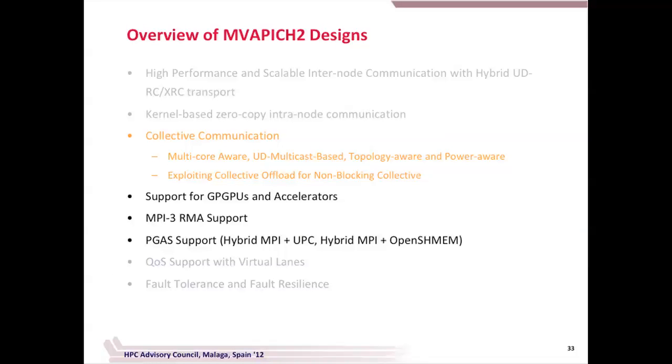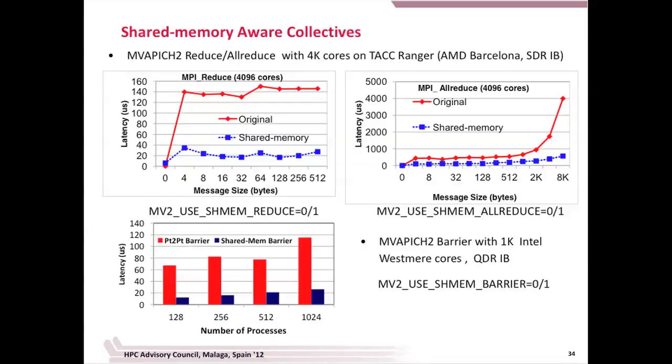Now let me go a little bit into collectives, because this is where a lot of the action lies for large scale systems. The first is shared memory aware collectives. As I mentioned, within the node you have multi-cores, and most MPI libraries these days support a two-level communication. Think of a broadcast: as soon as I get one copy from the network, I can very easily replicate it within the node. I don't have to use very different kinds of algorithms, and that's what we do. That is called shared memory aware collective. Here you will see numbers taken from TACC Ranger on 4,000 cores.